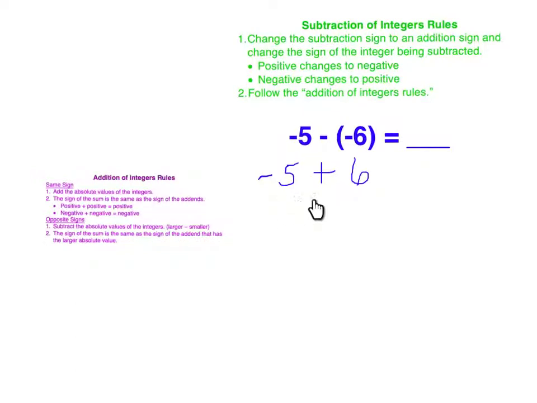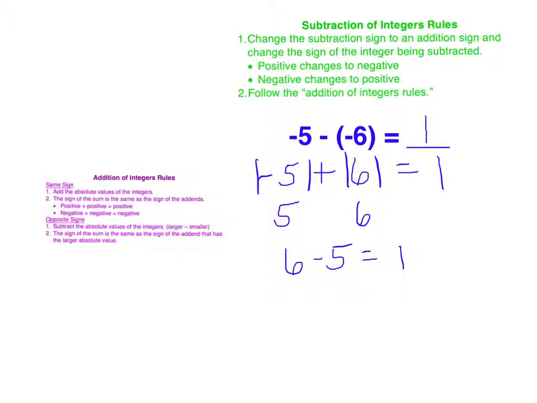We're again adding integers with opposite signs, so we're going to follow these rules right here. The absolute value of negative 5 is 5. The absolute value of 6 is 6. 6 is bigger than 5, so we do 6 minus 5 is equal to 1. 6 has a positive sign, so our answer will also have a positive sign. Negative 5 plus 6 is equal to 1, which means that negative 5 minus a negative 6 is equal to 1.